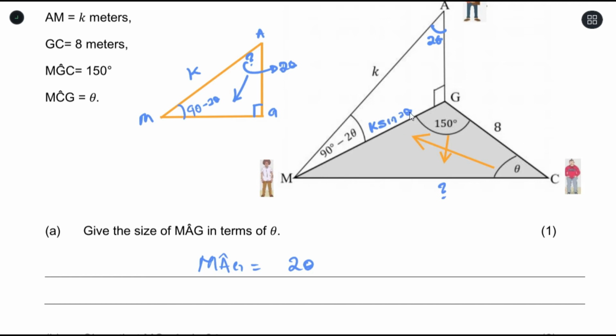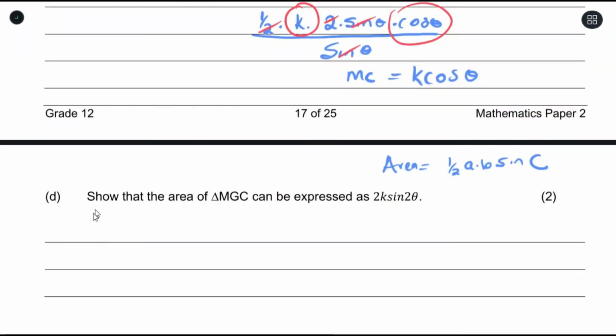So taking K sine 2 theta, taking this as 8, and taking this as 150, right? That's exactly what I'm just going to write. So I'm going to say half times 8 times k sine 2 theta, the sine of 150. Okay, so this here can be written as half times 8k sine 2 theta, right?